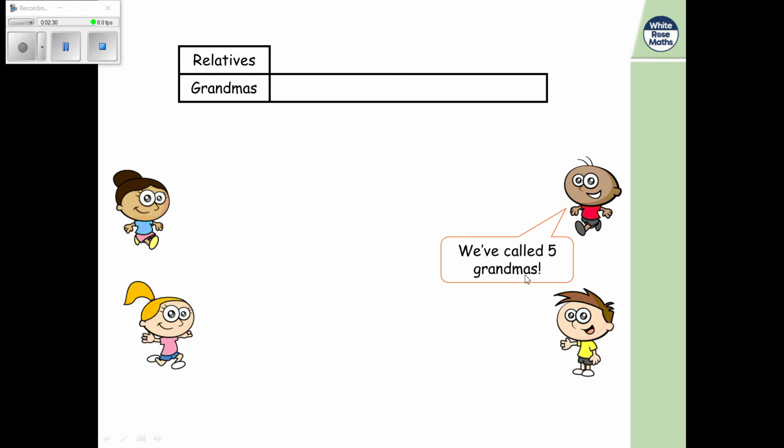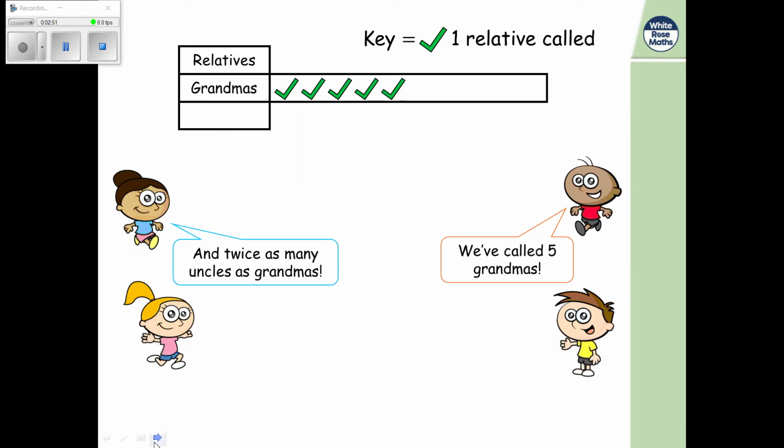So we have called 5 grandmas. So here we know we need 5 of these. So a tick means 1 relative called. Well, we had 5 grandmas, so we know we need 1, 2, 3, 4, 5. So make sure the keys are the same and they look the same as the key given at the top.